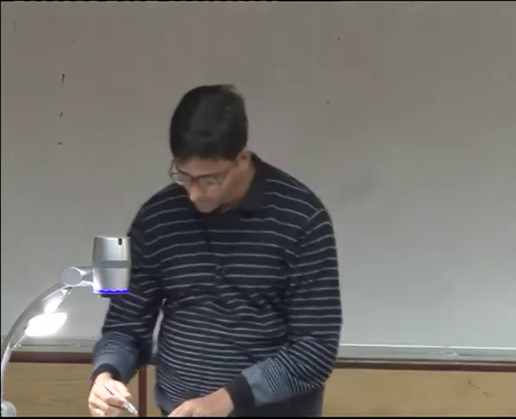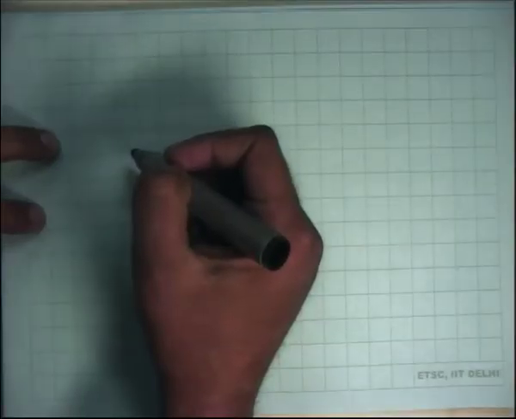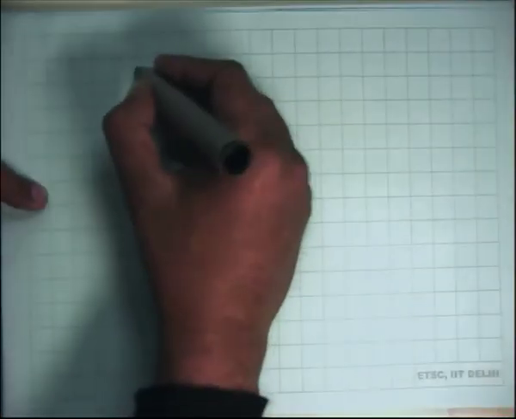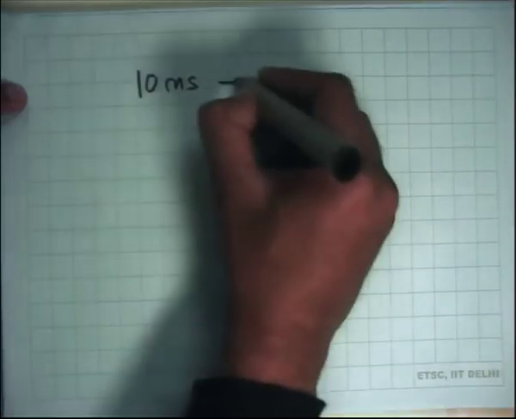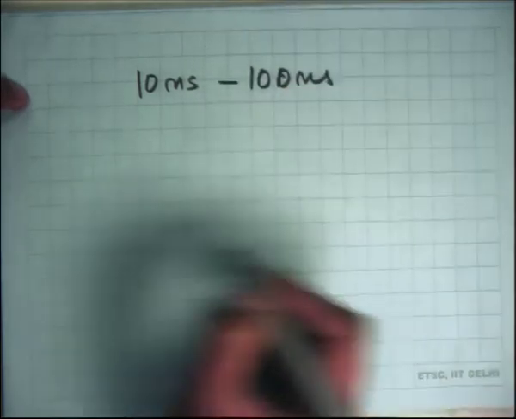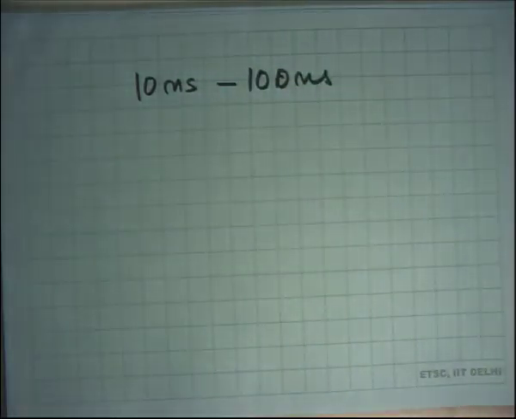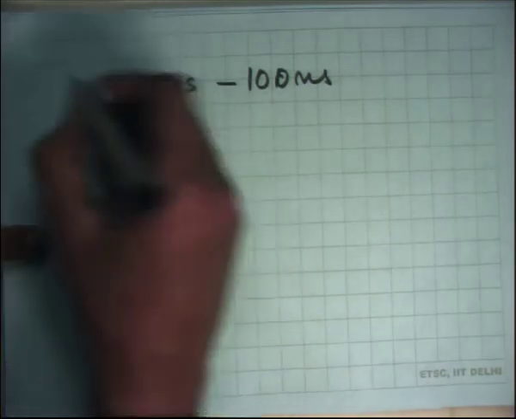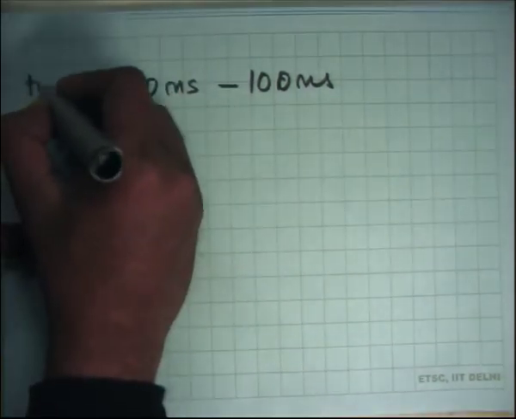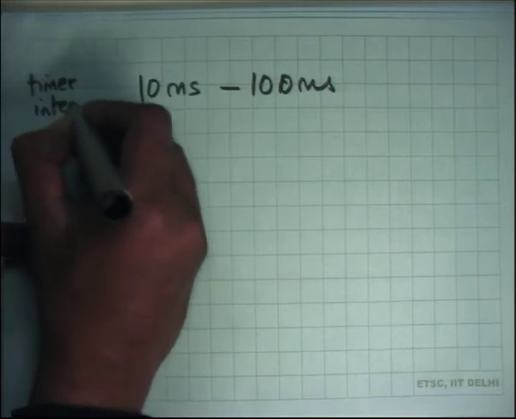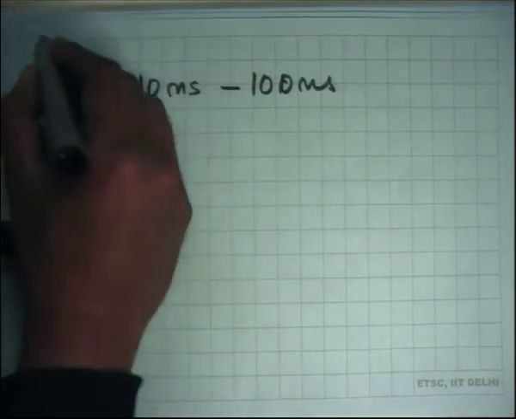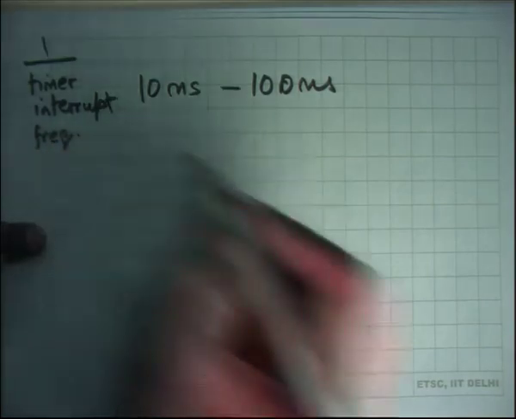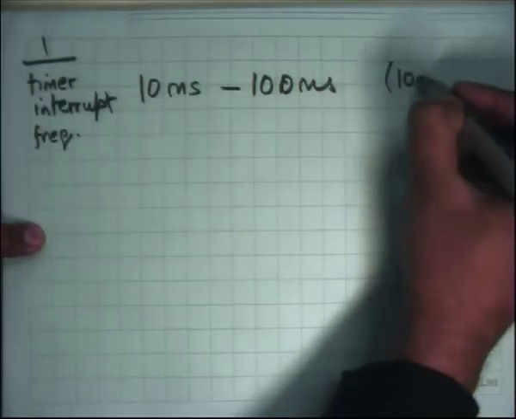So let me first tell you what kind of numbers are there. Let's say 10 milliseconds to 100 milliseconds is the duration between two timer interrupts, right? Or 10 to 100 hertz is basically the typical frequency that you use for your timer interrupt. On modern machines, one instruction... so this is the timer interrupt, this is one by timer interrupt frequency, right? So let's say 10 to 100 hertz.